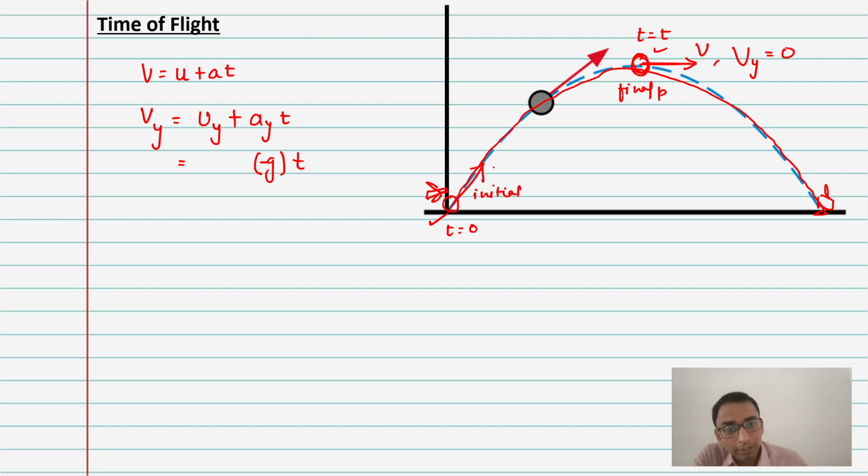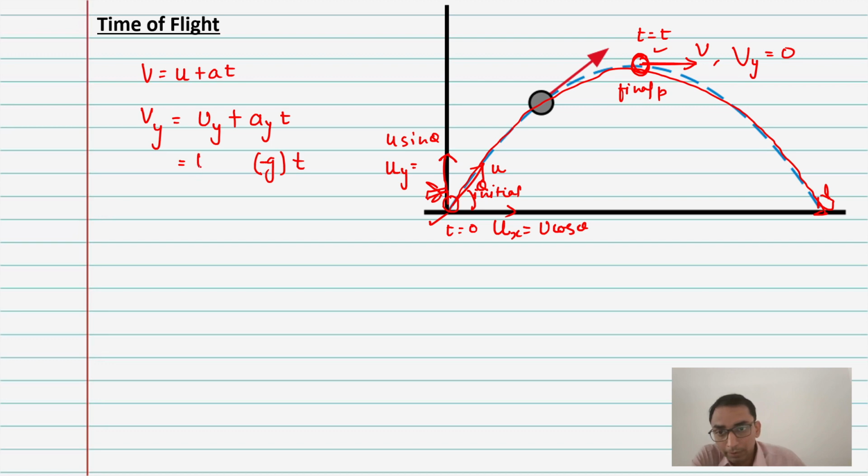You know that the initial velocity is u, and the angle of projection is theta. So ux is u cos theta. This is the x component, that is ux, and that one is the y component. So ux is equal to u cos theta, and uy, the initial component of velocity along the y-axis, is equal to u sine theta.